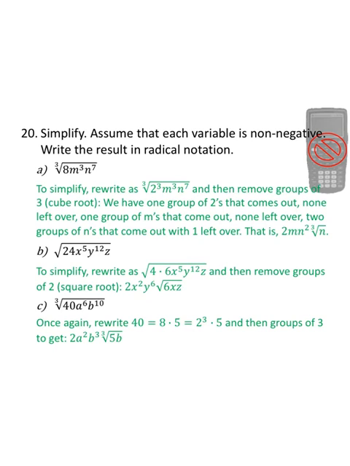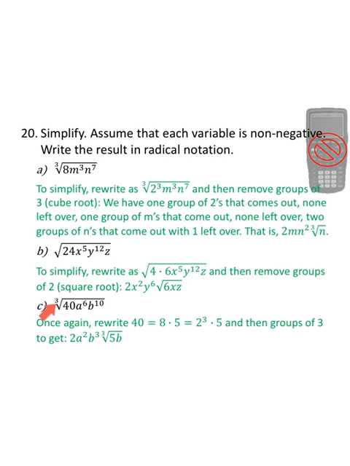One more of this type. The cube root of 40, a to the 6th, b to the 10th. We'll rewrite 40. Now we're looking at cube roots. The biggest perfect cube that goes into 40 is 8. We know that that's 2 cubed. We did it in problem A. So 40 can be rewritten as 2 cubed times 5. Everything else stays.